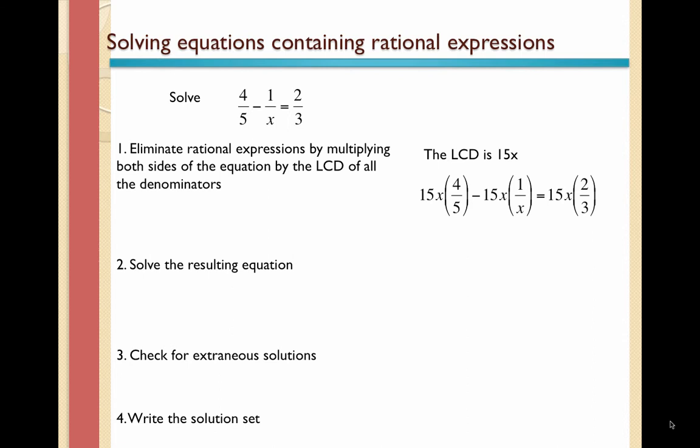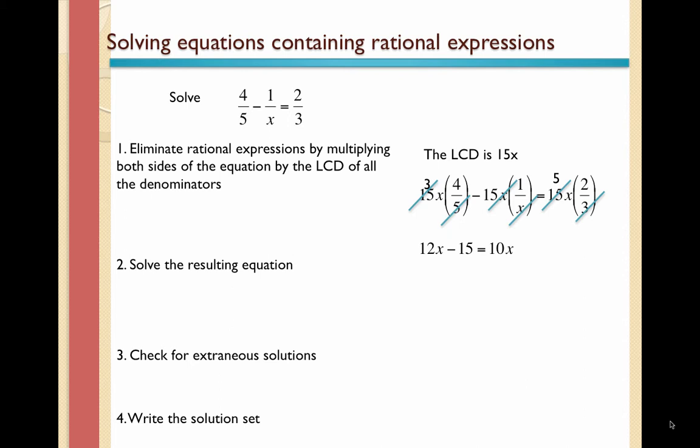So starting at the left, we see that the 5 and the 15 are going to reduce down to 3 over 1. We see the 15x times 1 over x is going to reduce down. And the 15x multiplied by the 2/3 is going to reduce down. So let's simplify our resulting equation. Multiplying things back together, we end up with an equation that has no fractions in it.